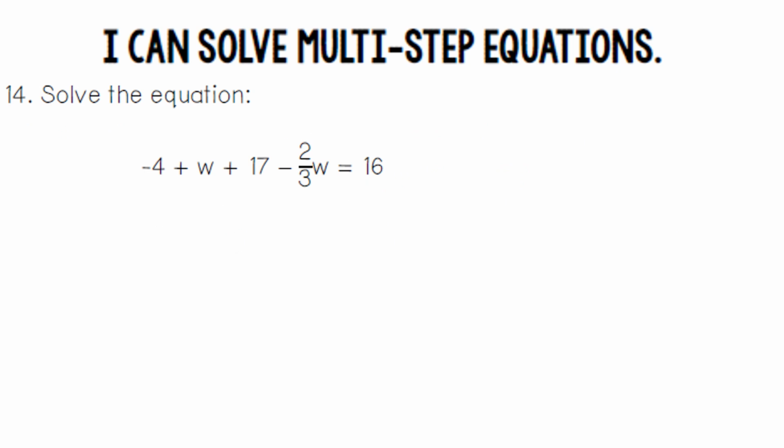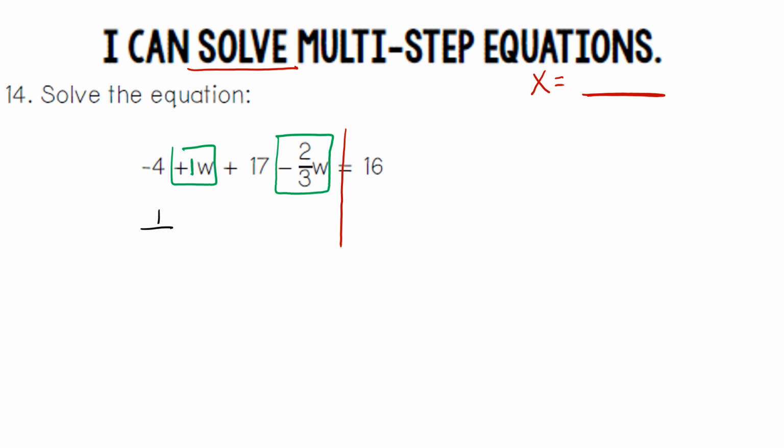Now, for these multi-step problems, we are solving them, so we do want our final answer to have x equals, but there's no parentheses yet, so we're not going to multiply, we're just going to combine the like terms. You can go ahead and draw your line down your equal sign and combine your like terms together. So we can combine the plus 1w with the minus 2/3 w. Using our calculator to help us, 1 minus 2/3 gives us 1/3. Keep the w with the problem. We can also combine the whole numbers, the -4 and the plus 17.